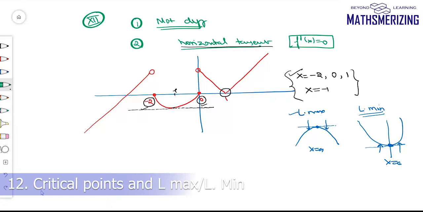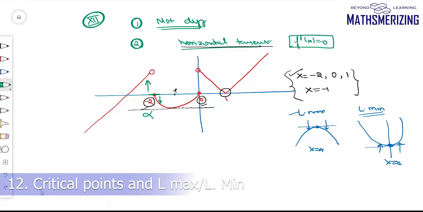Now what about x equals -2? What's the value at -2? The value at -2 is 0. Just before -2, the graph is above this line. Right after -2, the graph is below, so that means at -2, it is neither maxima nor minima.